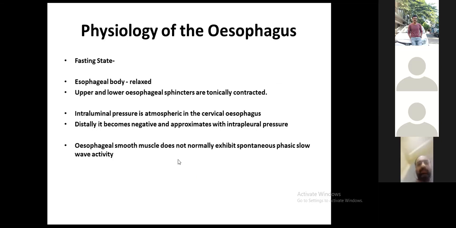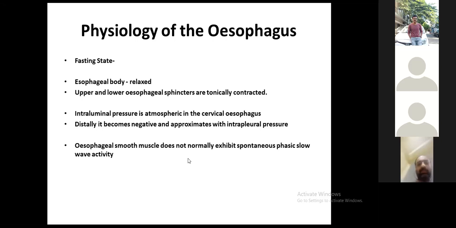In the fasting state, usually the esophageal body is relaxed, with continuous contraction of the upper and the lower esophageal sphincter. The intraluminal pressure is equal to the atmospheric pressure in the upper cervical esophagus. Distally, it becomes more negative and is equal to the intrapleural pressure.